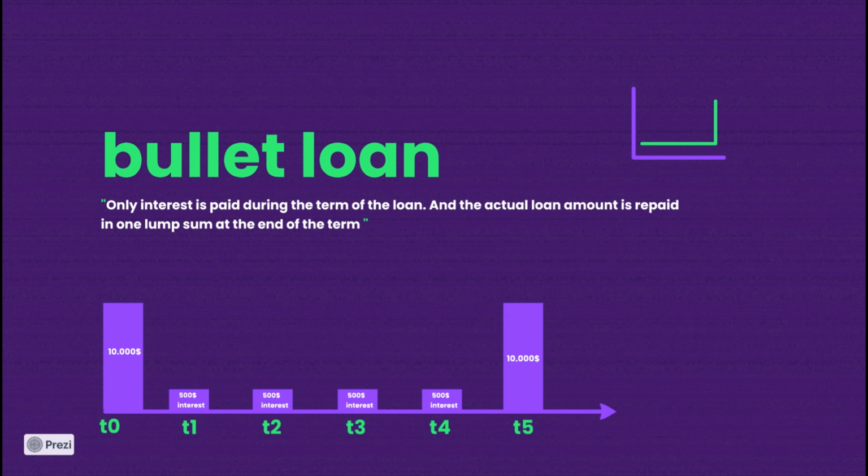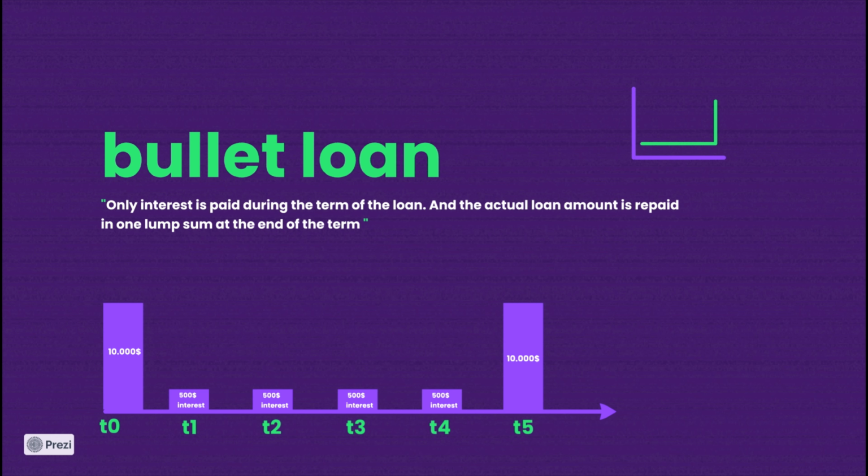Let's start with the bullet loan, also known as a balloon loan. With this type of loan, you pay only the interest during the entire term. The actual loan amount, that is, the borrowed amount, is repaid in one lump sum at the end of the term. So here we have a monthly interest payment, no principal repayment during the term, and a full repayment at the end.